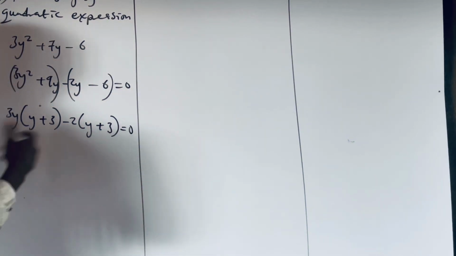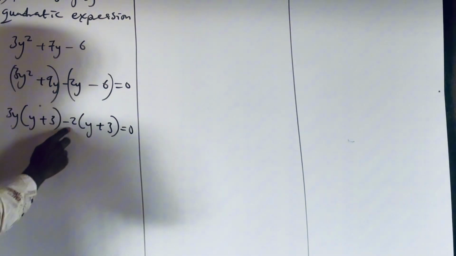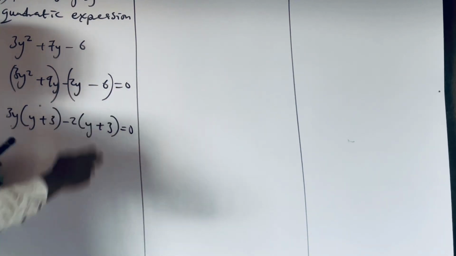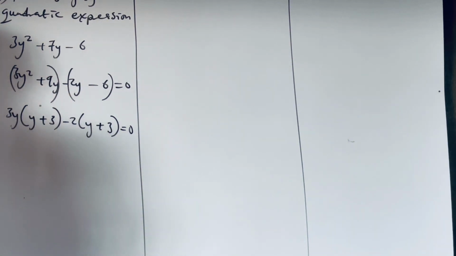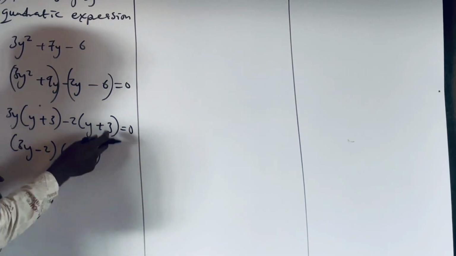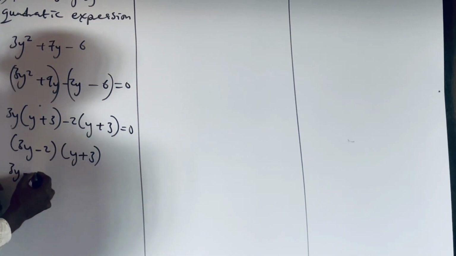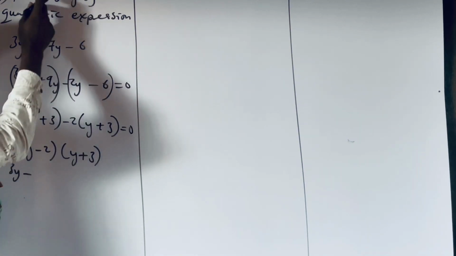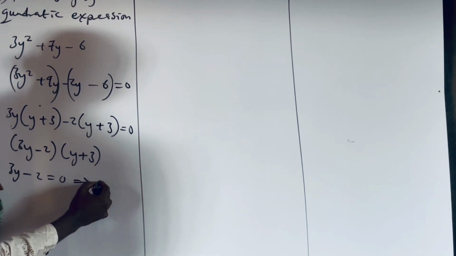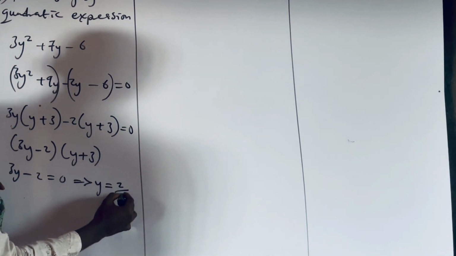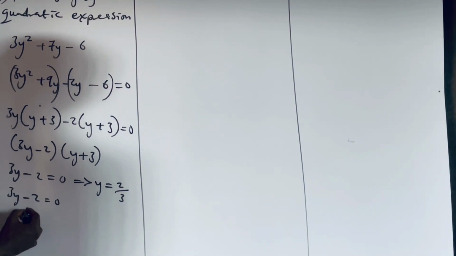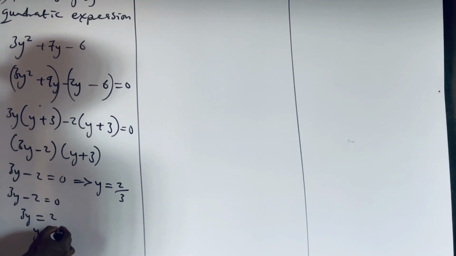Minus 2 times y will give us minus 2y. Minus times minus will give us plus. So minus 2 times plus 3 will give us minus 6. Do you get? So what do we do? We group 3y minus 2 bracket y plus 3 because these two things are the same. So we say 3y minus 2 equal to 0. This implies that y is equal to 2 over 3, or you do it this way: 3y minus 2 equal to 0, that is 3y equals 2, y equals 2 over 3.